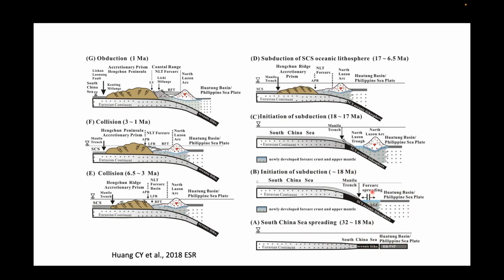And so the first change to form, and then the South China Sea oceanic crust started to subduct. And this subduction produced the Luzon Arc. This Luzon Arc has an age of about 18 to 17 million years. After the South China Sea is subducted completely into the mantle, the Eurasian continent starts to enter the trench. And the Eurasian continent has a lower density, so it does not want to subduct into the mantle.